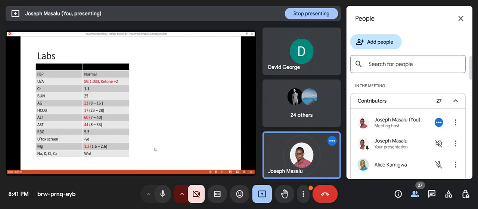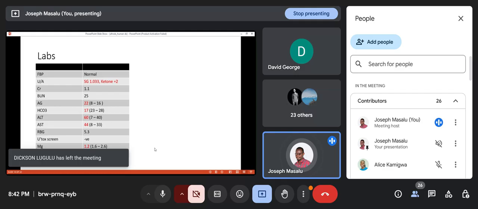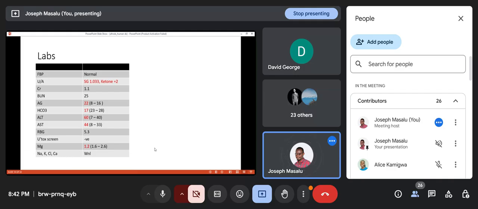Sure. So labs, her CBC was normal. Urine analysis, specific gravity raised at 1.033. The normal is, I think, up to 1.030. And it had ketones 2 plus. Creatinine was normal, BUN was normal, anion gap elevated 22, bicarb 17, low, ALT elevated 60, AST elevated 44, RBG 5.3 normal, urine toxicology screen was negative, and serum magnesium 1.2 reduced, sodium, potassium, chloride, calcium were within normal limits.